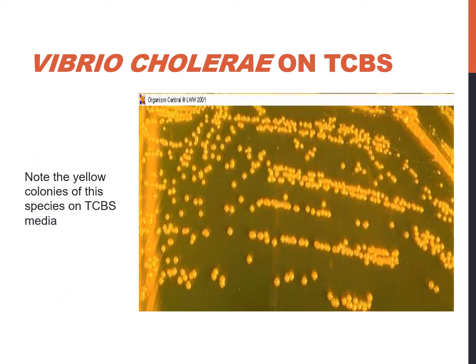So here you can see Vibrio cholerae on TCBS agar. Note the yellow colonies of the species on TCBS media. The yellow colonies on TCBS media indicate sucrose fermentation. Now microscopically, Vibrio cholerae is a slightly curved gram-negative rod.